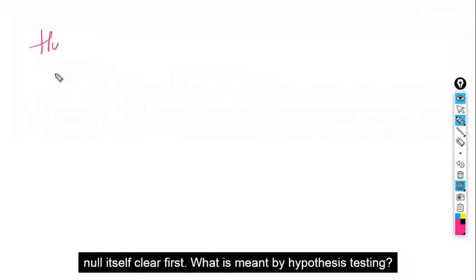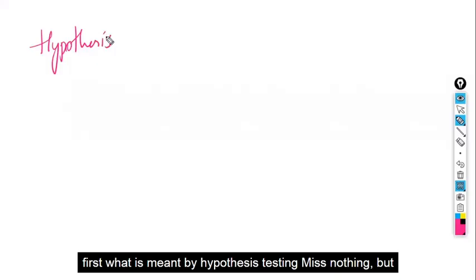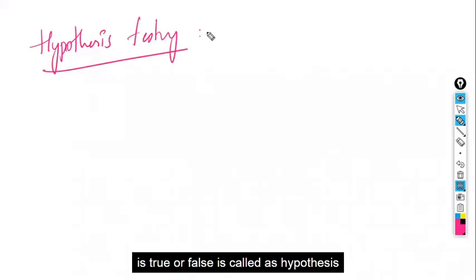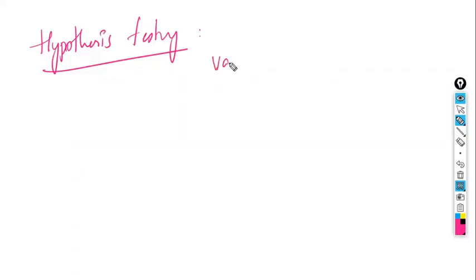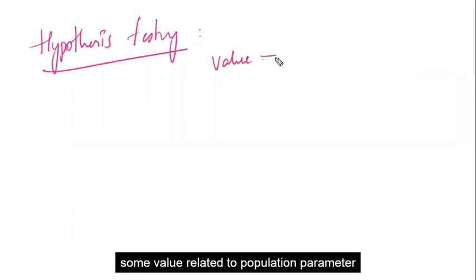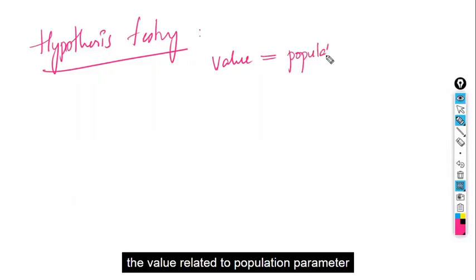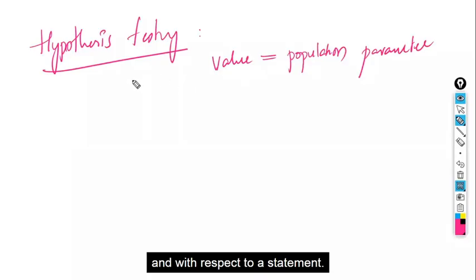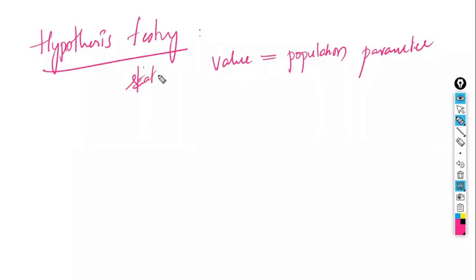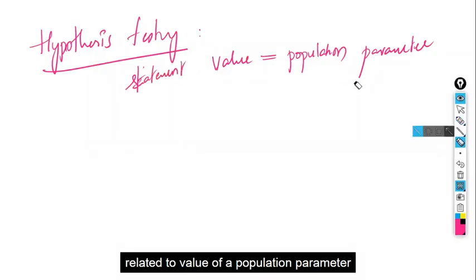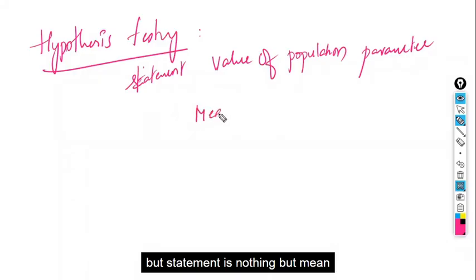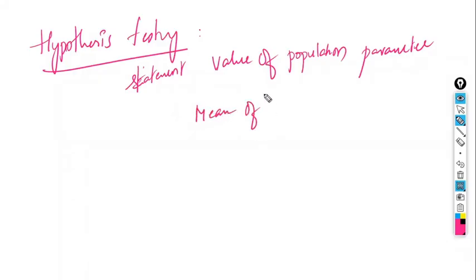First, what is meant by hypothesis testing? It means nothing but checking whether a statement on a population parameter is true or false. There will be some value related to a population parameter, and a statement related to the value of that parameter. The statement is nothing but, for example, the mean of feedback.